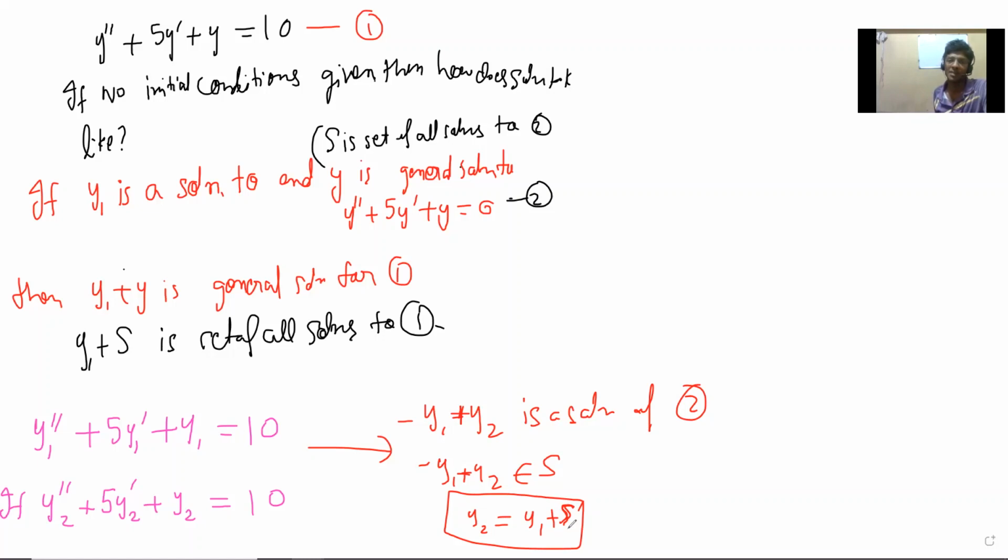It's also kind of obvious. If you take some y3 to be a solution of 2 and add it to y1, you get another solution of 1. But you get all solutions of 1 like this because of the reversibility, because we are able to subtract and get back.